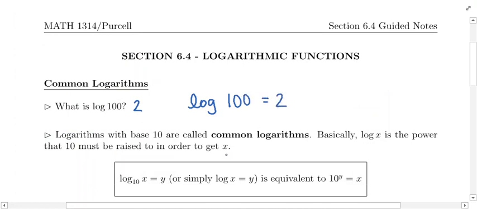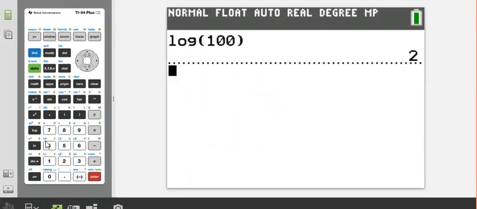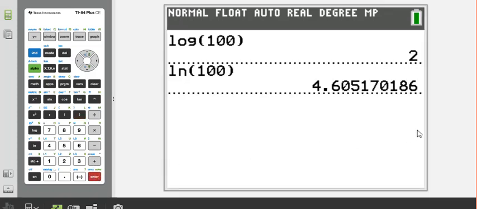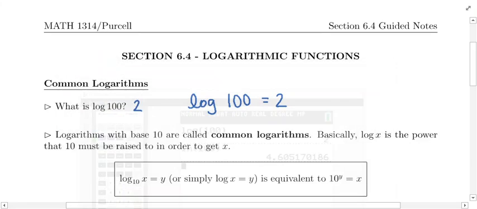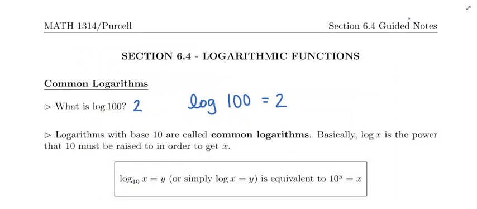I'm going to come back in just a second and talk about what this means. But before I do that, I want to point out, had we used the LN button instead and did LN of 100, we would get a totally different answer. Again, they do not do the same thing. Keep that in mind. All right, so let's talk about why the log of 100 is 2.